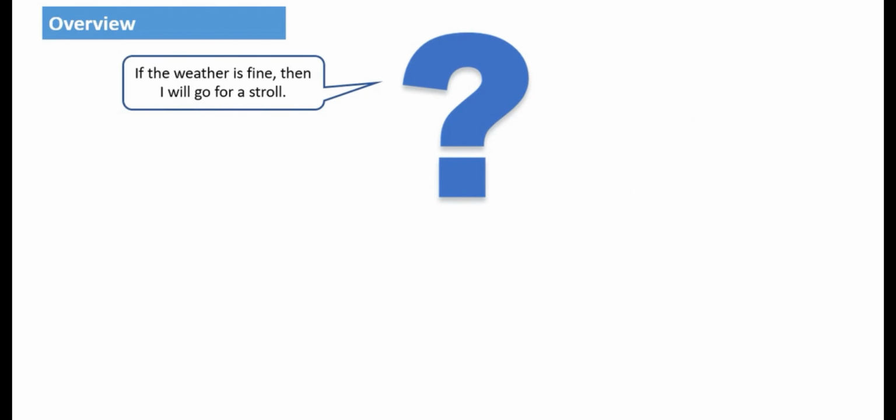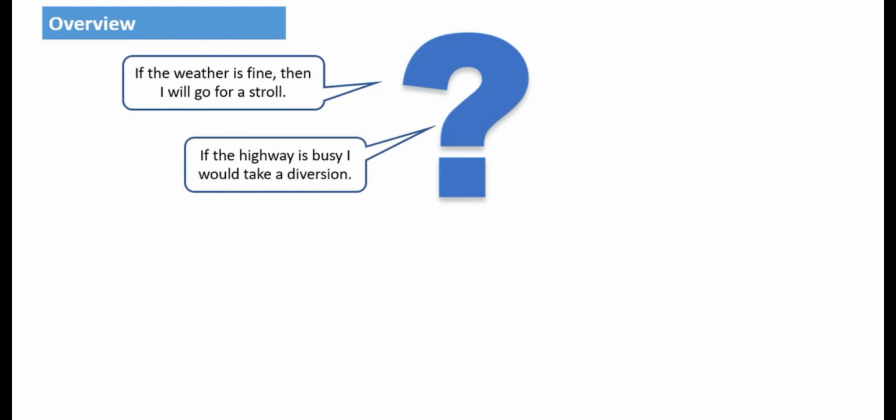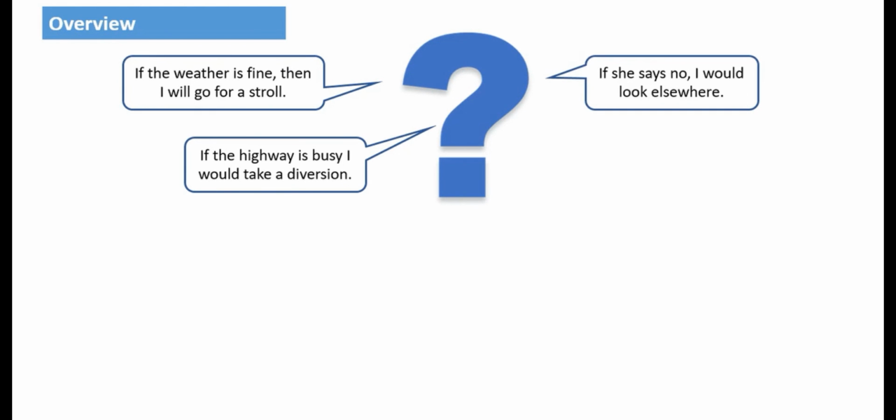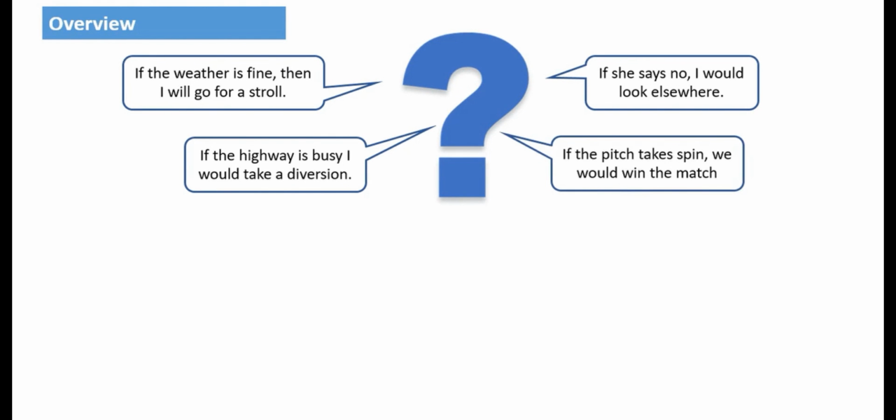So let's start. We all need to alter our action in the face of changing circumstances. Like if the weather is fine, then I'll go for a stroll. If the highway is busy, I would take a diversion. If C says no, I would look elsewhere. If the pitch takes spin, we would win the match, and so on.